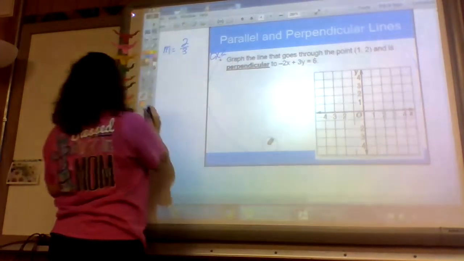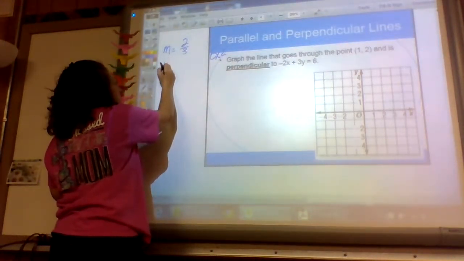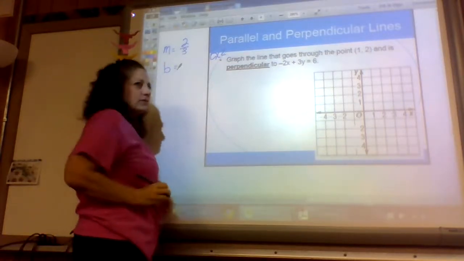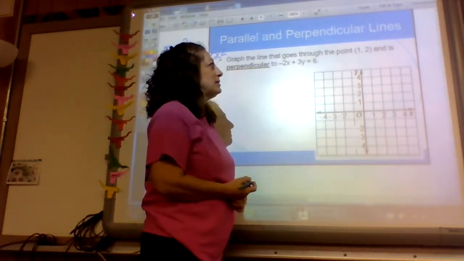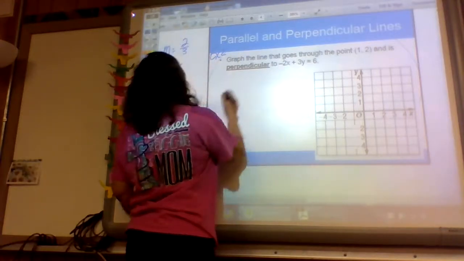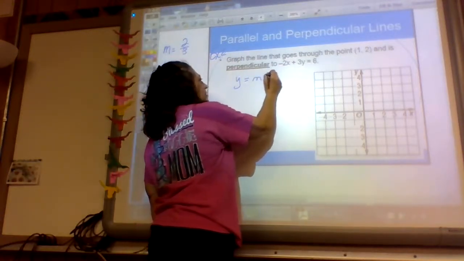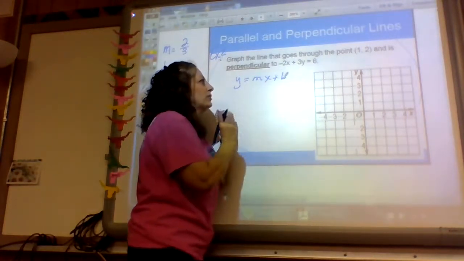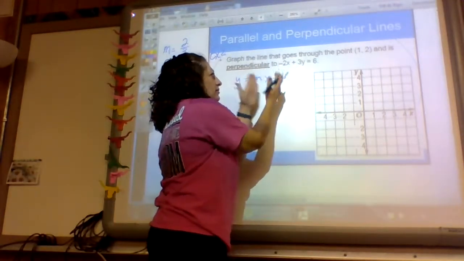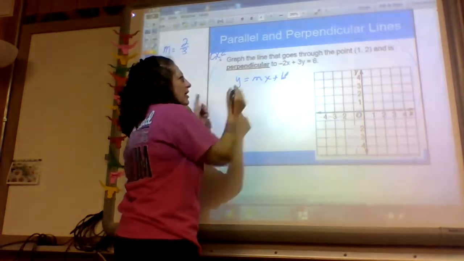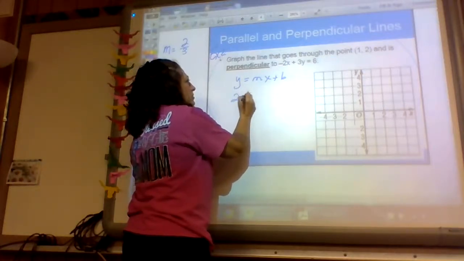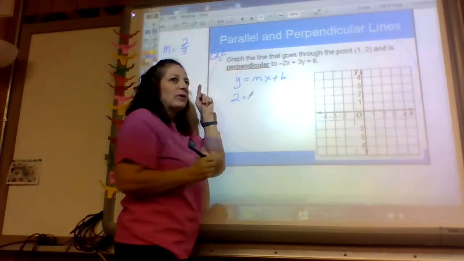Step 2. What am I looking for next? The y-intercept. So I need the b. Okay, so since I need b, I'm thinking y equals mx plus b. I'm going to put in all my information, and then the b will be missing. So I have my y coordinate of 2. I have my m. Oh, but wait.